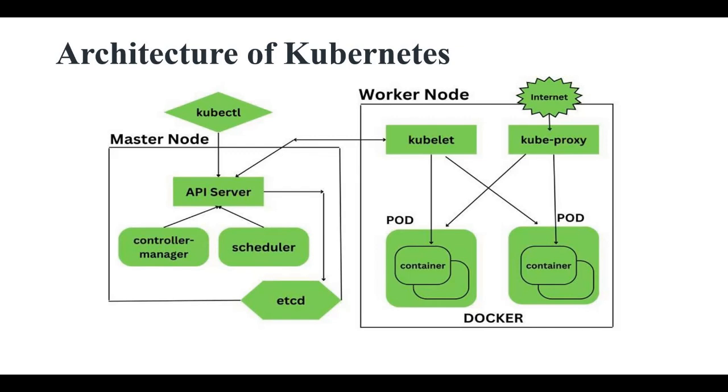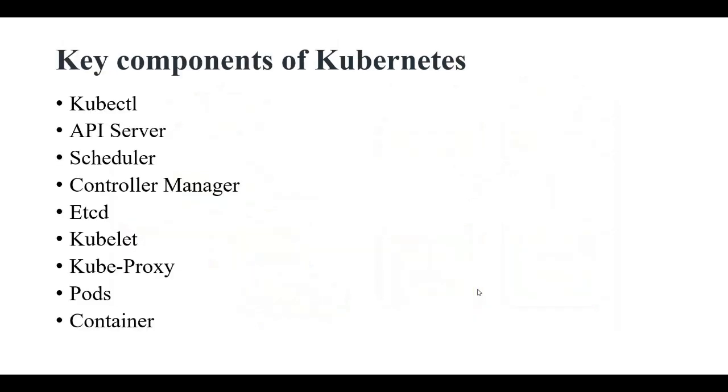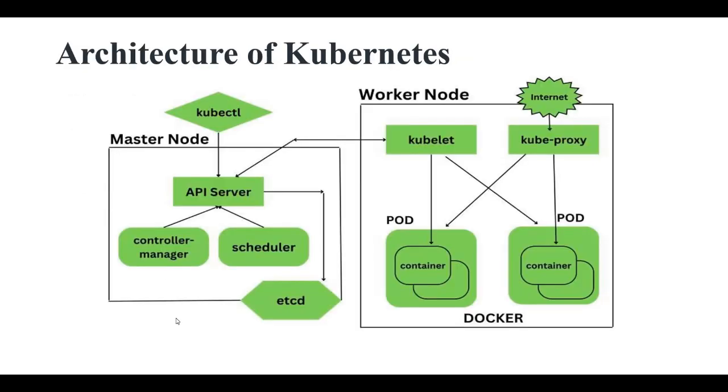The main components of Kubernetes, here we can see. The components of Kubernetes are kubectl, API server, scheduler, controller manager, etcd, kubelet, kube-proxy, pods and container. One by one we will know.